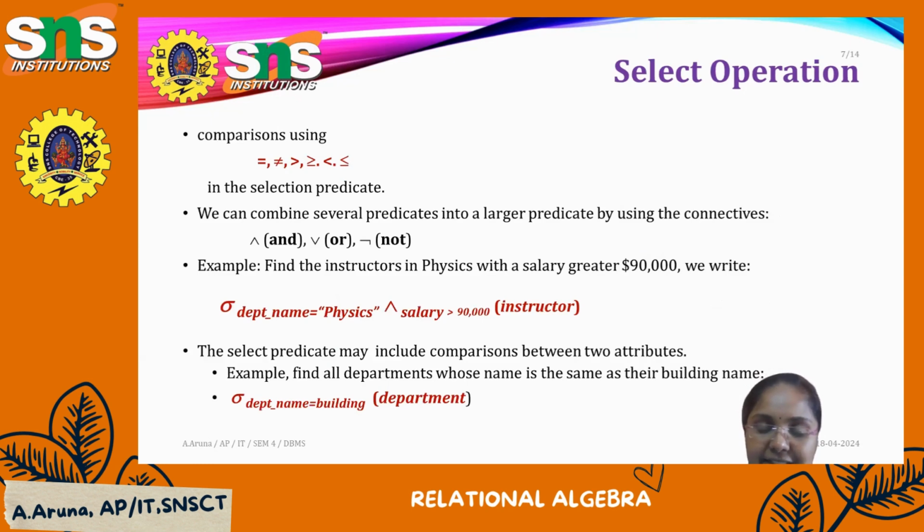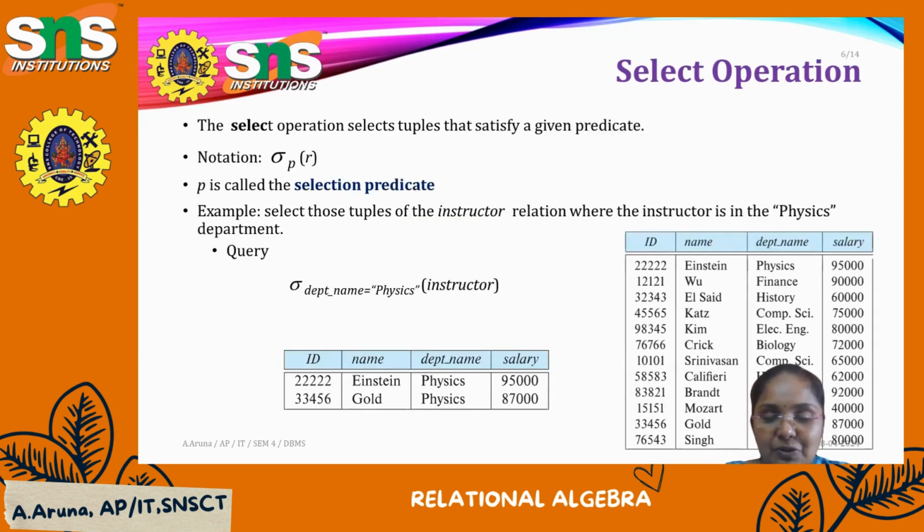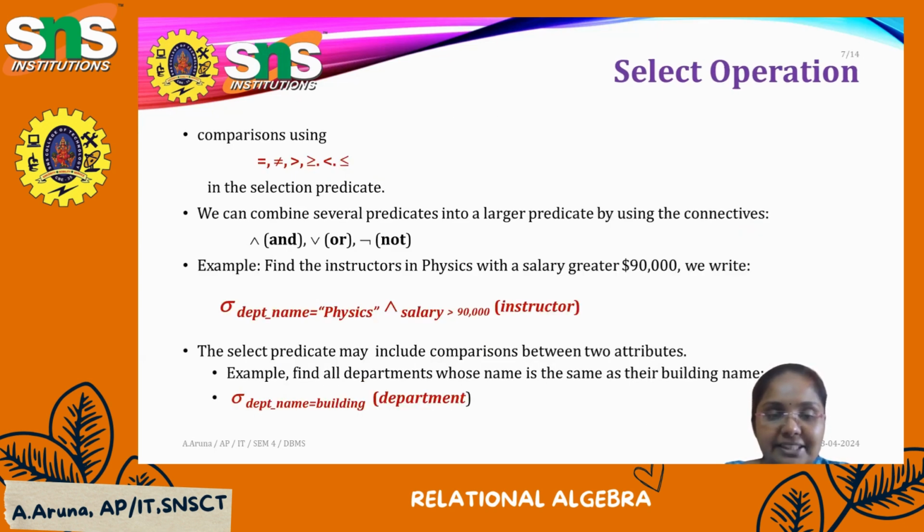The next thing is that inside the select operator, we can use comparison operators also. Here we are giving the equal to sign, which is a comparison operator. You can check these types of symbols: equal, not equal, greater than or equal, less than or equal. All of these we call predicates. Inside the predicate, if you want to combine two conditions, we use the connectives and, or, and not.